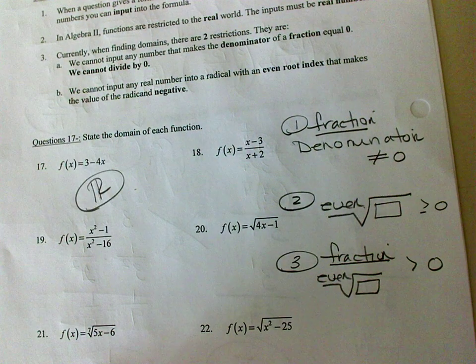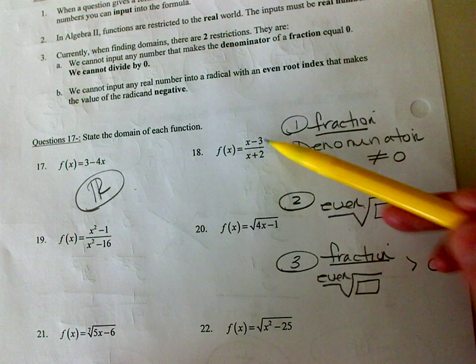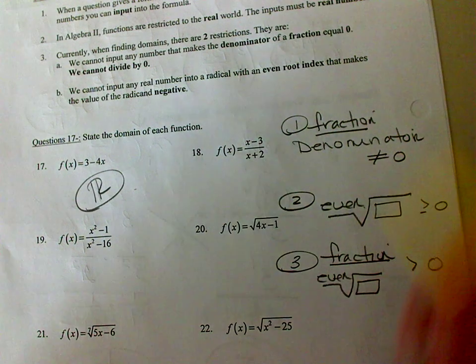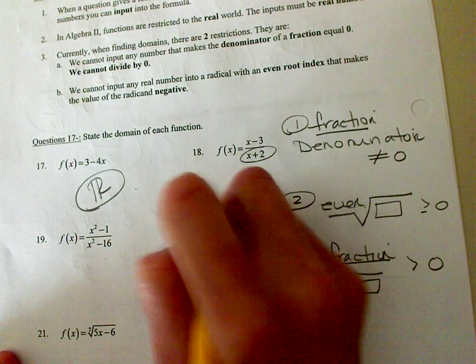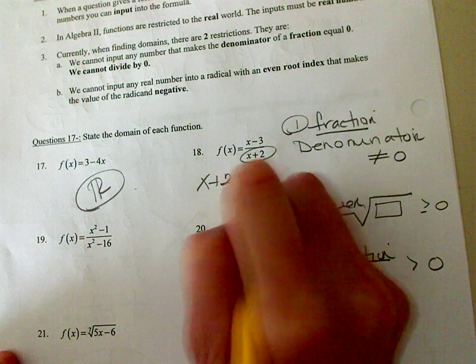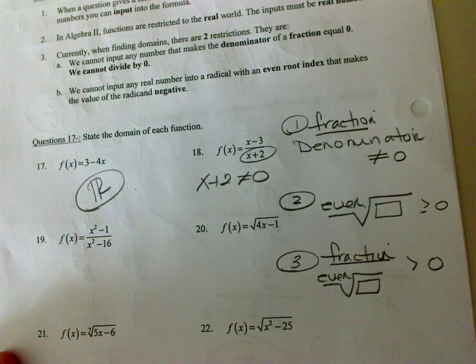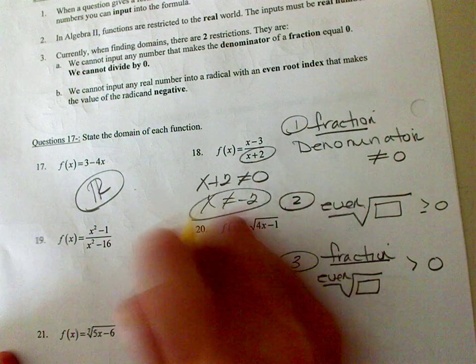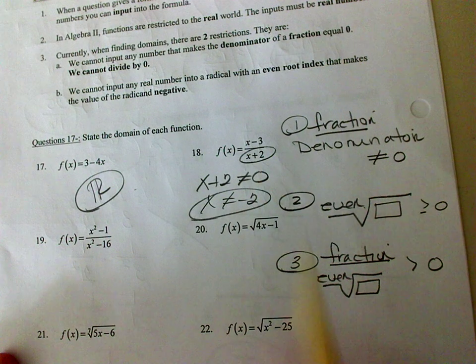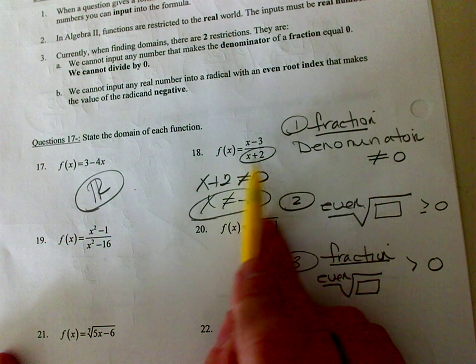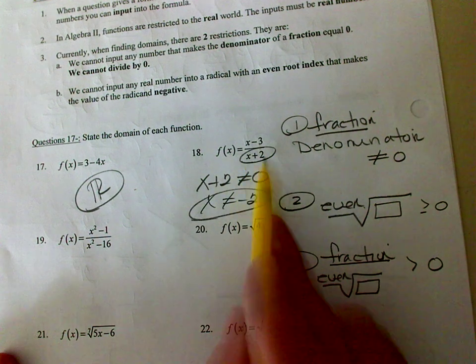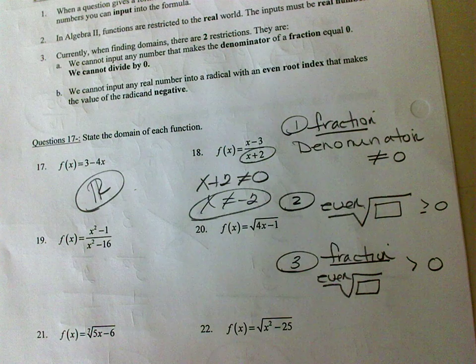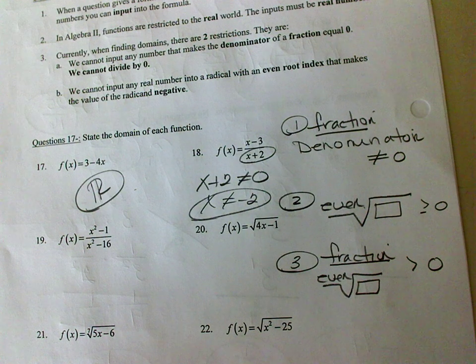Number 18. Okay, this time I have a fraction. So my denominator, which is x plus 2, cannot be 0, which means x cannot be -2. So that's my answer, because all of this is not allowed to be 0. If x was -2, then that would be 0. Okay, moving on to 20.